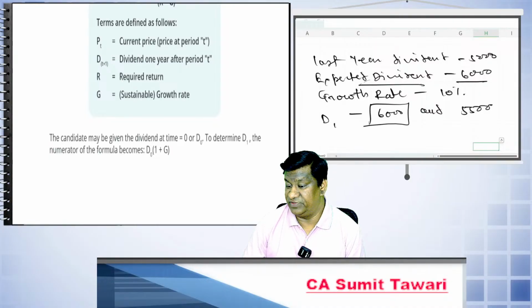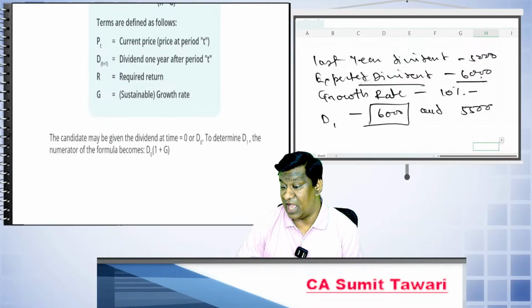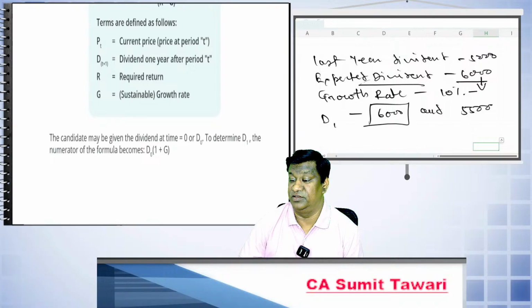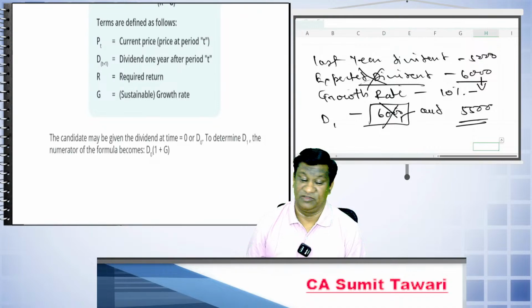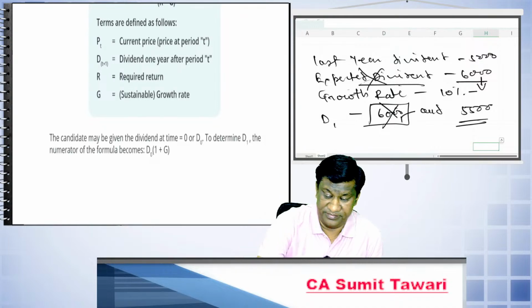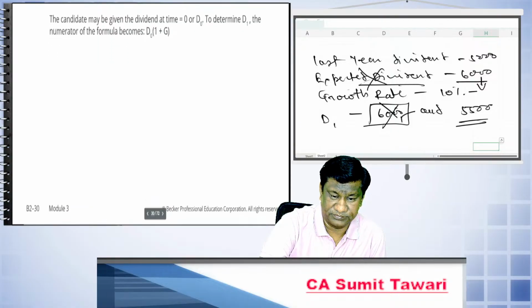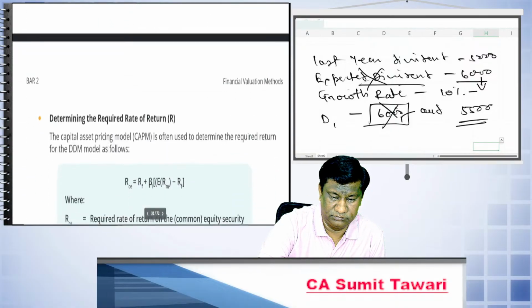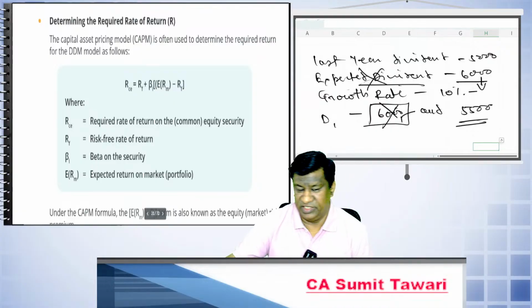The meaning of this kind of statement is basically that this 10% is applicable after this dividend is declared or issued. So if the expected dividend is clearly given, then you need to consider that amount only. You do not require to calculate. But if it is not given, then you have only the choice to consider 5,500. Okay. Next.